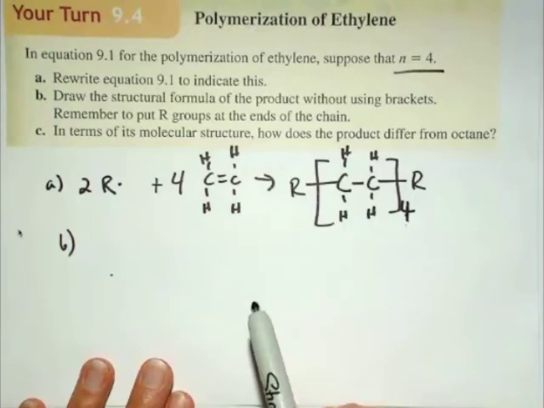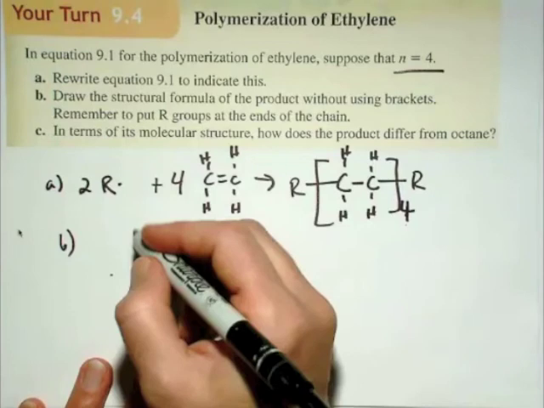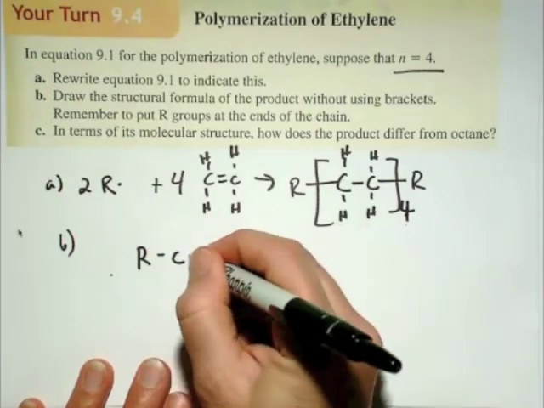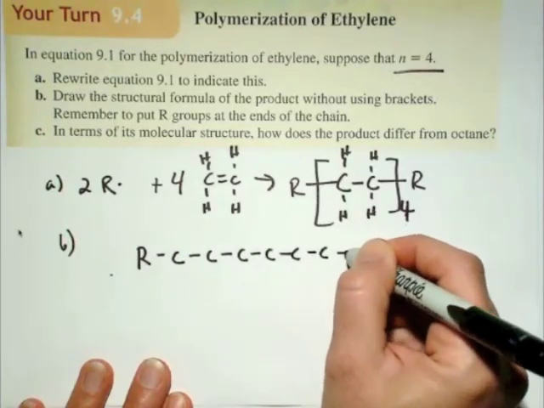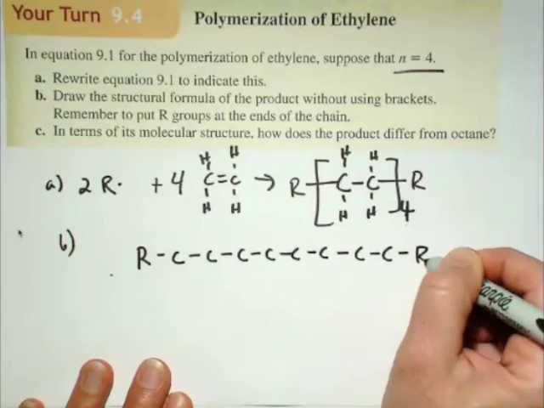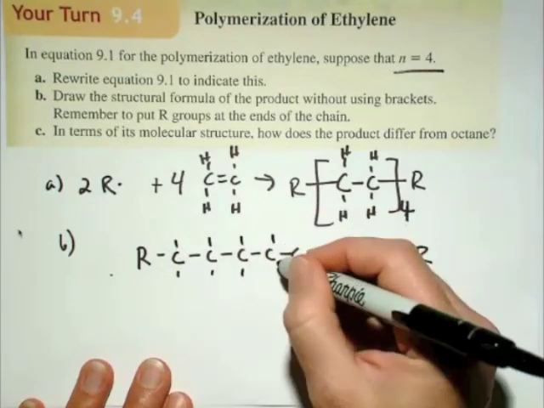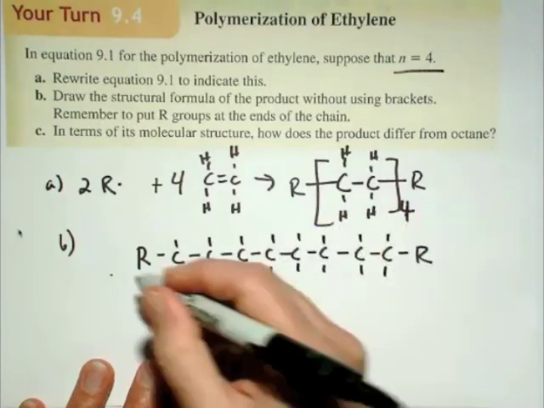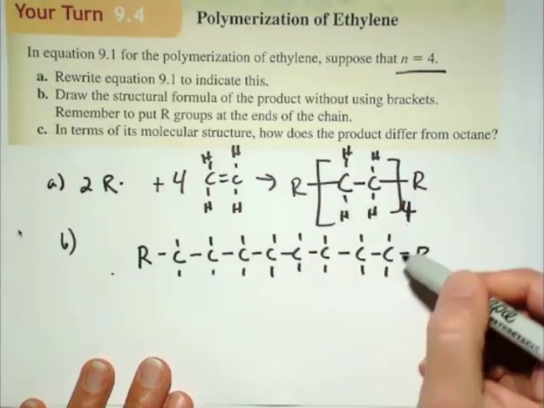And then B, it says draw the structural formula without brackets, so draw it out. And so 4 of these is going to give me a total of 8 carbons. So 1, 2, 3, 4, 5, 6, 7, 8, and then of course the R is on the end. I'm not going to draw in all the hydrogens because it's too messy with this big Sharpie, but you would have hydrogens saturated across all those carbons, like this, only I'm not drawing them all in.